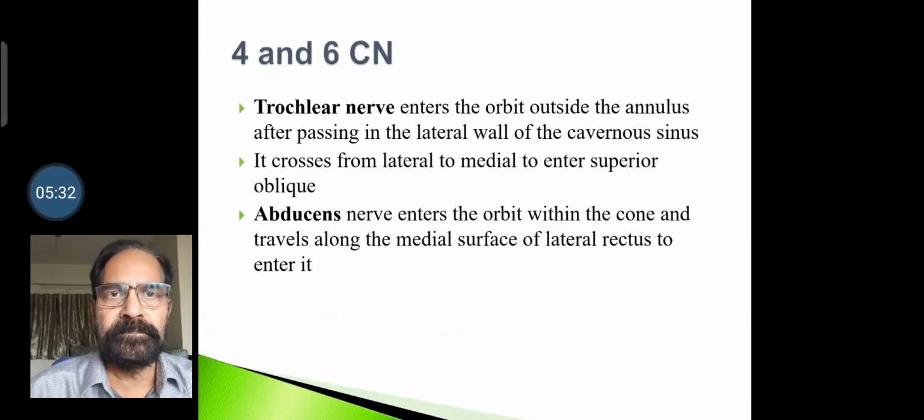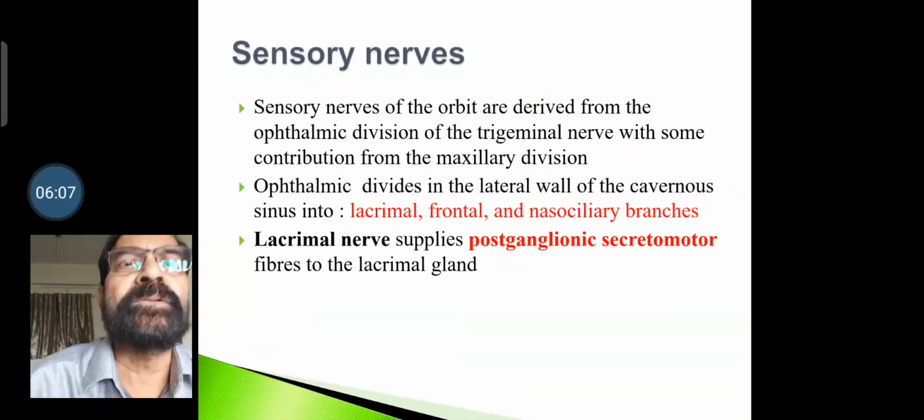Then trochlear nerve, the fourth nerve, enters the orbit outside the annulus after passing in the lateral wall of the cavernous sinus. It crosses from the lateral to medial aspect of the orbit to enter the superior oblique. Abducens nerve enters the orbit within the cone and travels along the medial surface of lateral rectus to enter it. Sensory nerves.